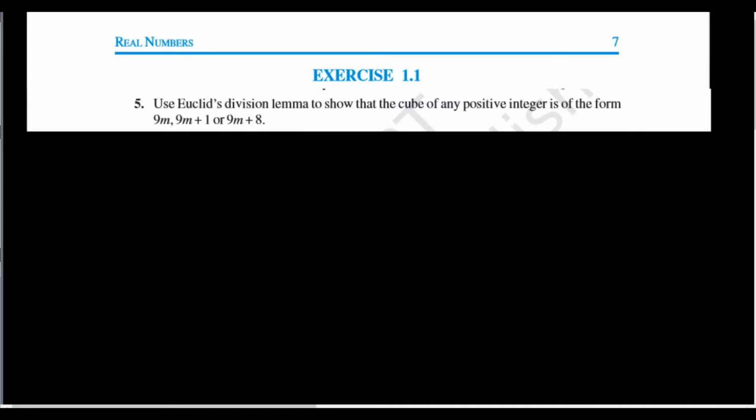So the question says: use Euclid's division lemma to show that the cube of any positive integer is of the form 9m or 9m plus 1 or 9m plus 8. Friends, if you remember, we did a similar question in the earlier video, where instead of the cube it was finding the square. Hence, I would recommend that you pause the video and do this question by yourself, and later you can cross check it. Now moving on to the solution.